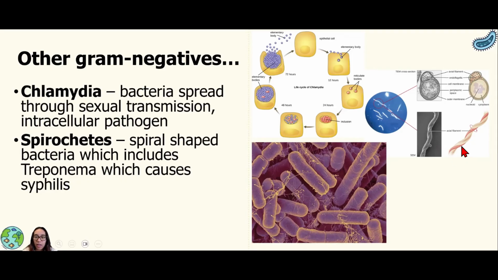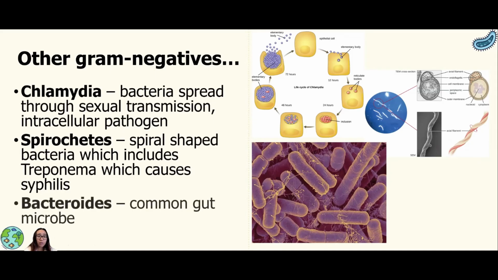And this axial filament is actually like a modified flagella that wraps around the cell to give it that spiral shape. Okay, anyway, and then the Bacteroides. This is a huge group, by the way. Bacteroides is not just one type of microbe. That's another gigantic category of gram-negative bacteria, and this includes a lot of the common gut microbes.